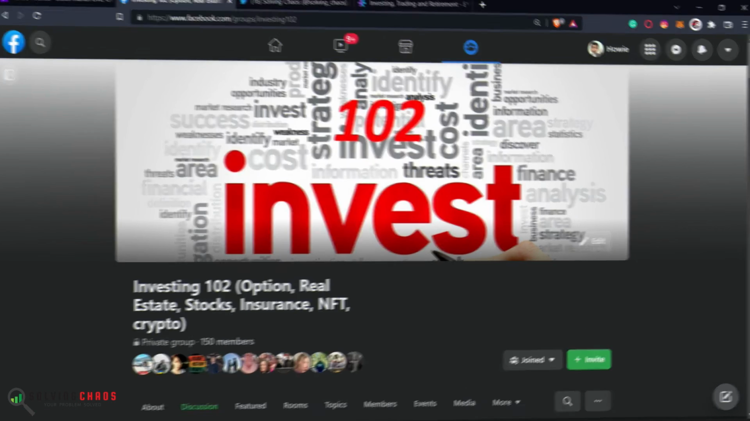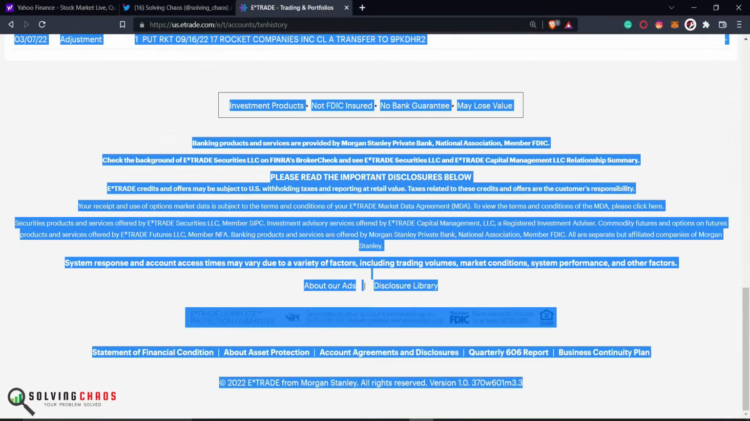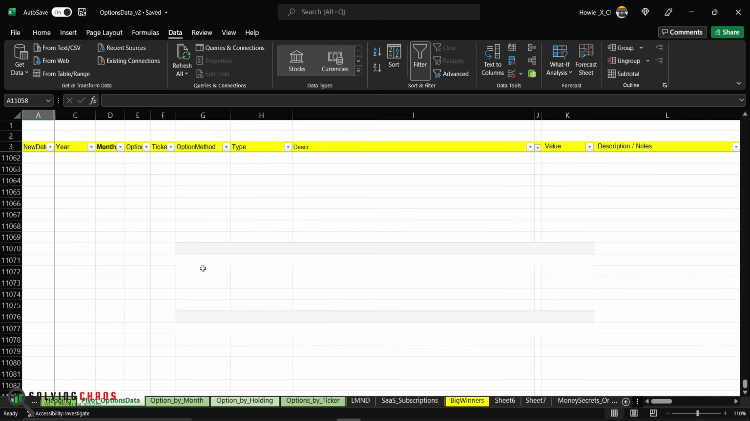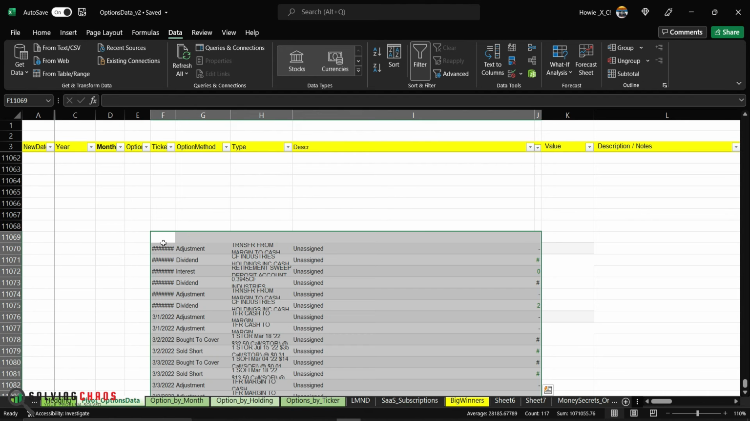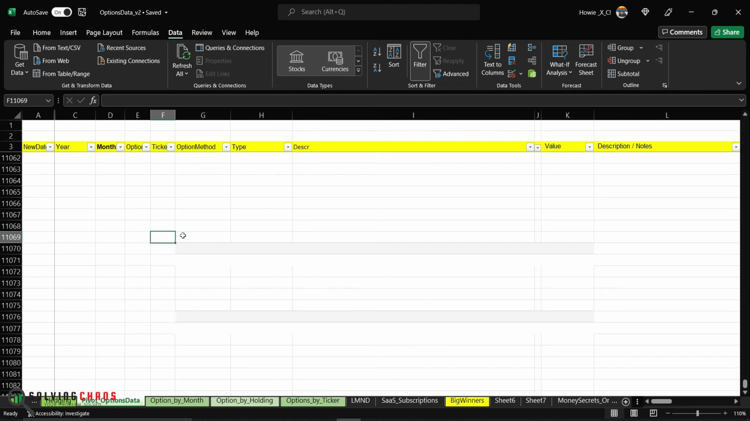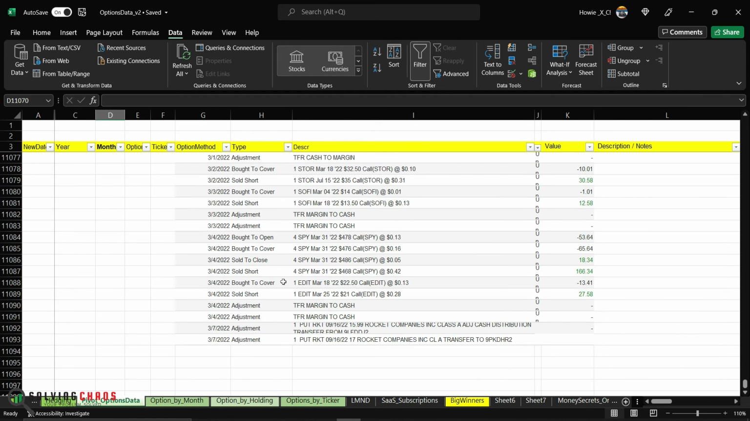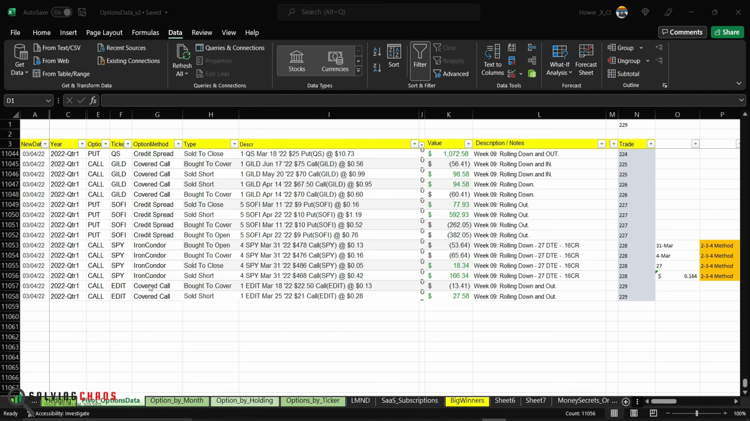So let's go straight to E-Trade. Copy out the transactions from E-Trade. And then what I do is go to my spreadsheet. I normally just paste it. And then I will fix everything up, add in all the missing columns. After editing it, this is what it looks like.